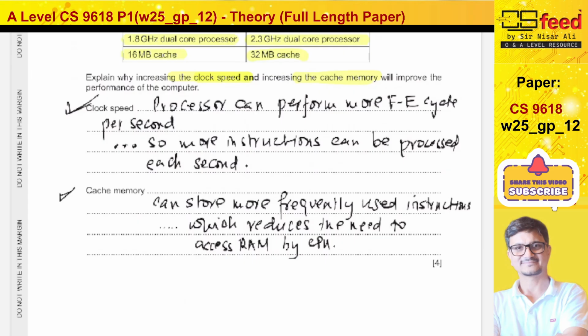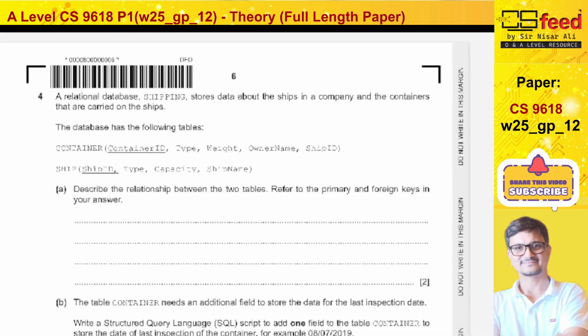In this type of question, when you write a statement, you need to provide the impact. All right. So the processor can perform more fetch execute cycles per second, so more instructions can be processed. It can store more frequently used instructions, which reduces the need to access RAM. So the effect will also be discussed when you are explaining something that is asked in the question.